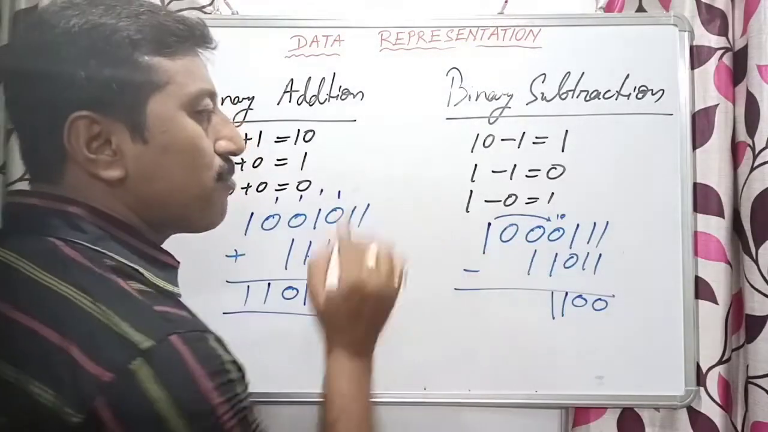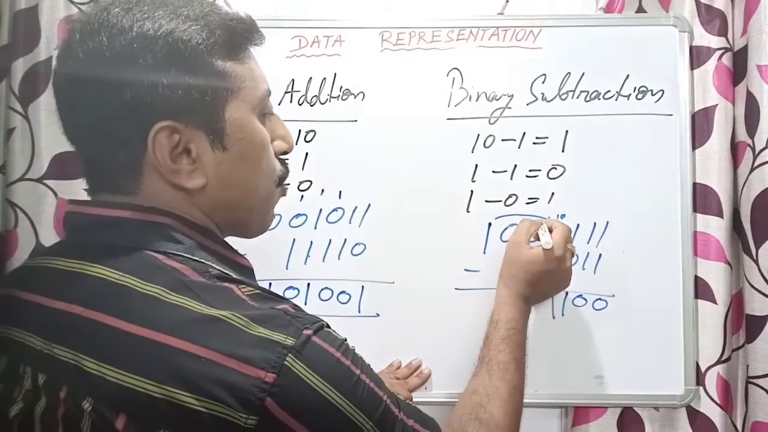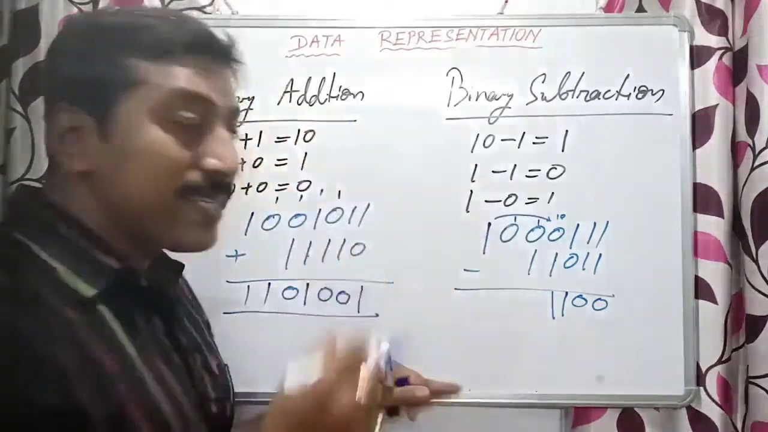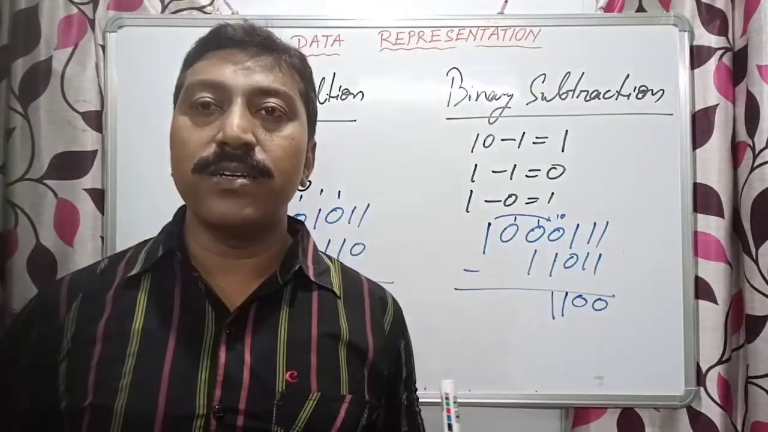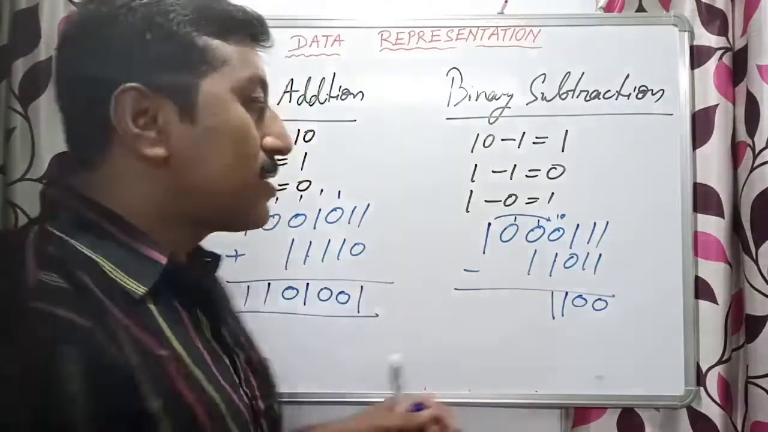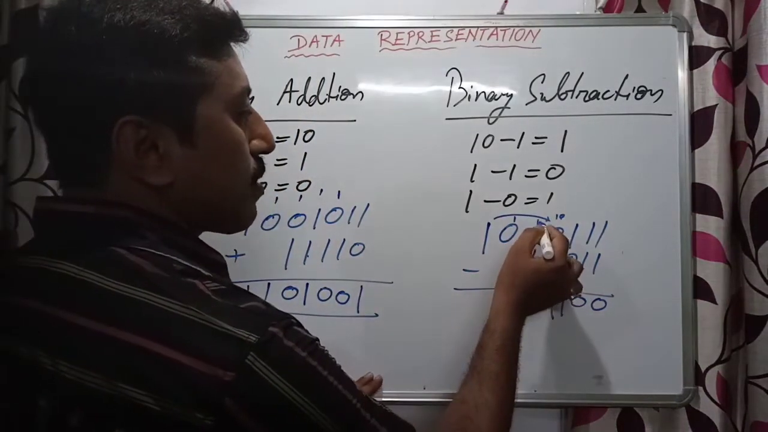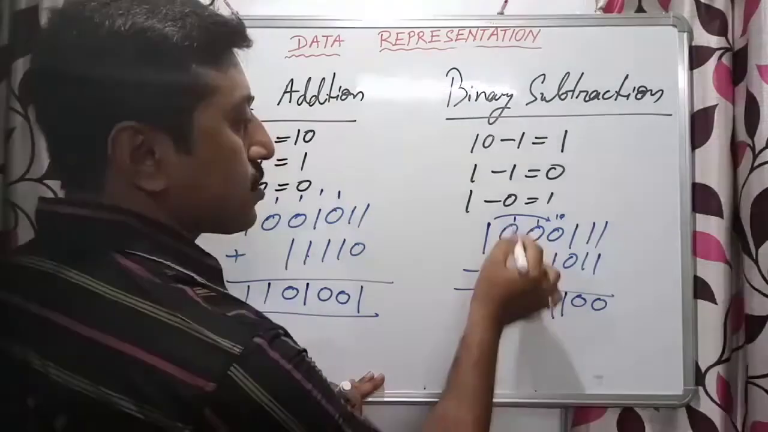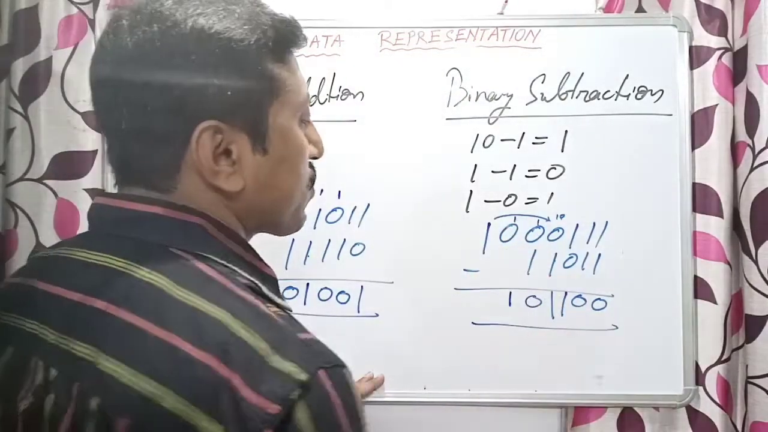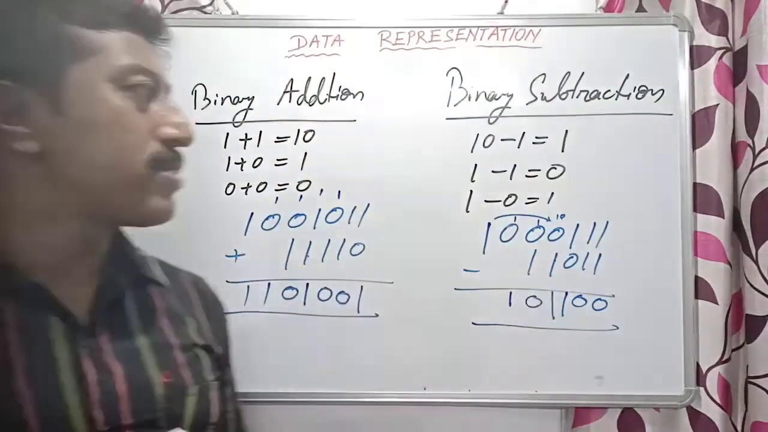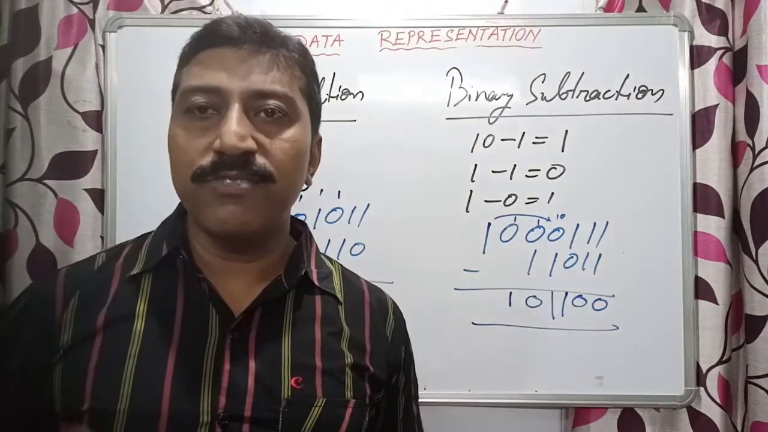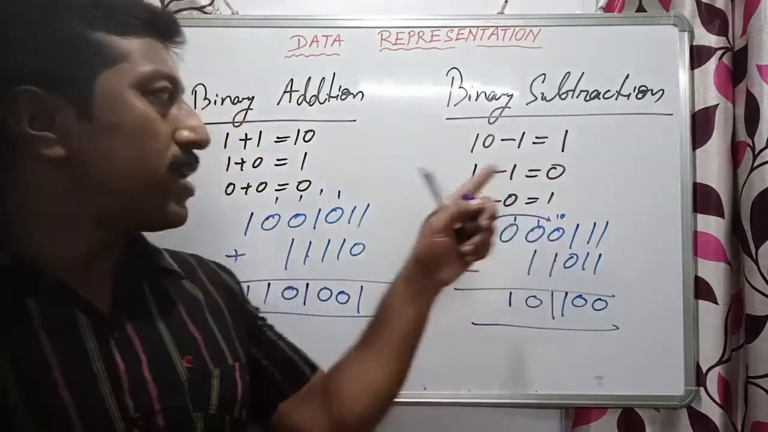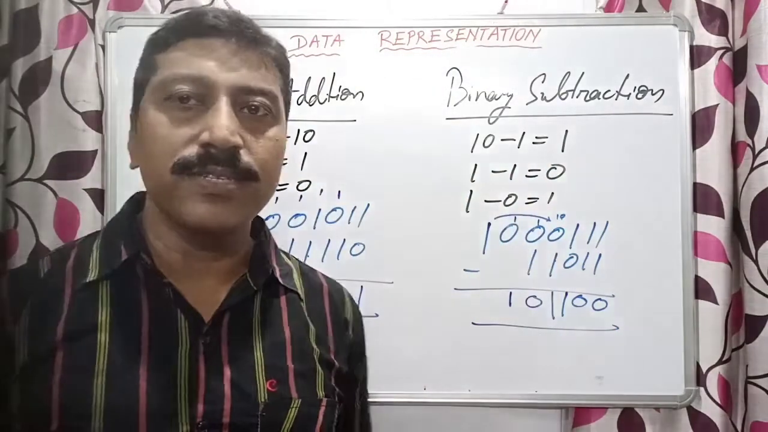Now this 0 will become 1. In the general decimal case, when we borrow like that, it becomes 9, but in this case it will be 1. So 1 minus 1 is 0, and this is 1 here. So the output will be 1 0 1 1 0 0. This is simple: binary addition and subtraction. Multiplication and division, no need to do. Only remember this addition and subtraction.